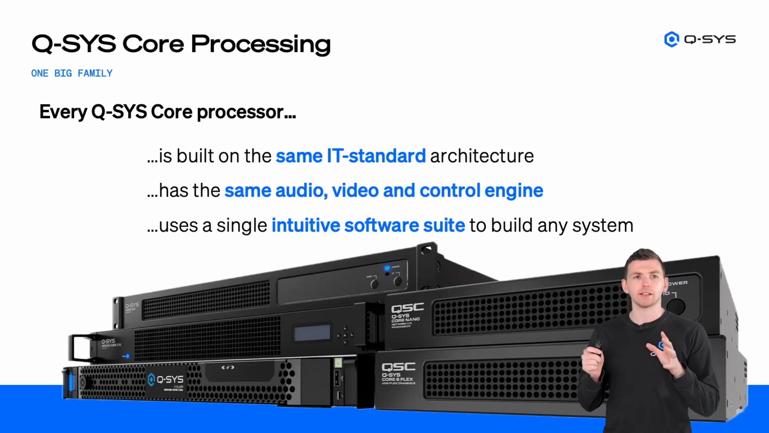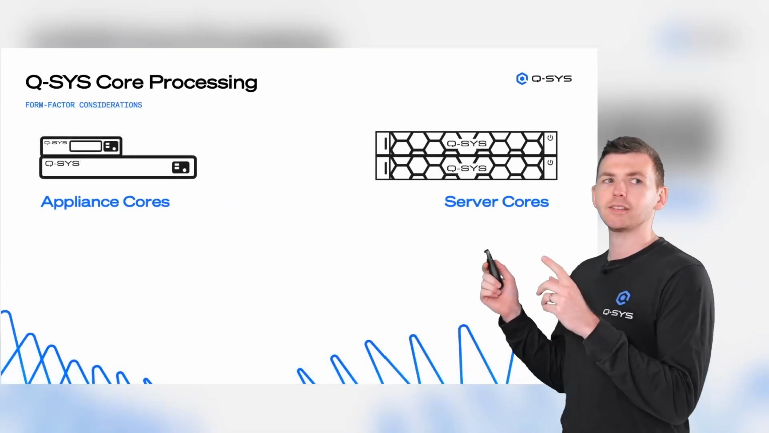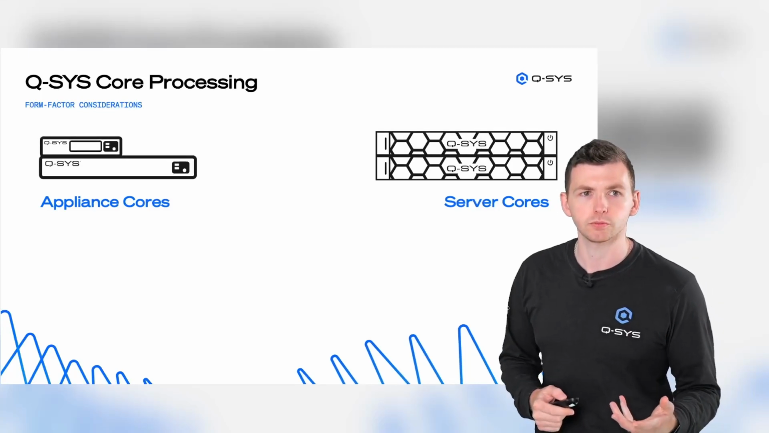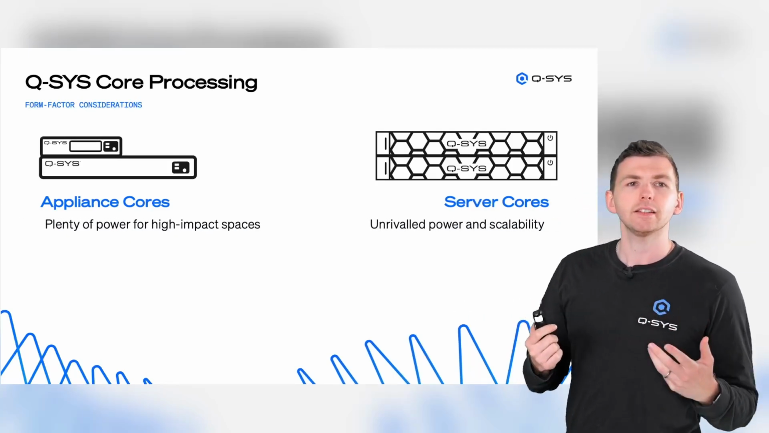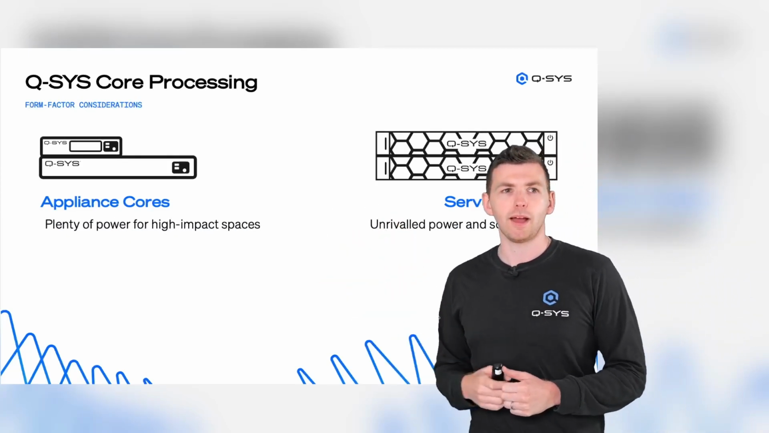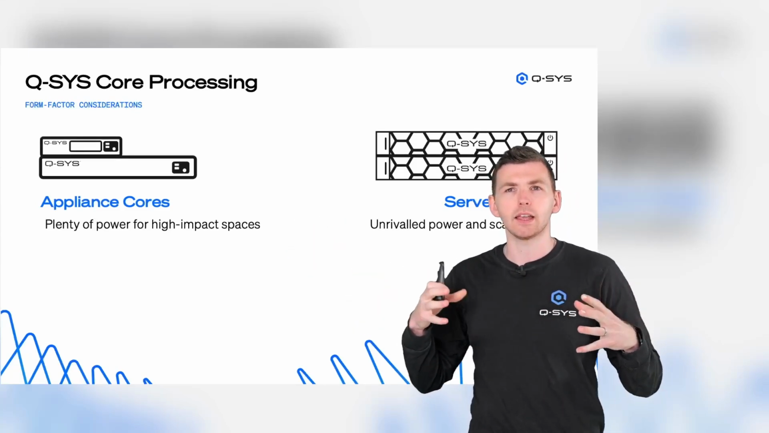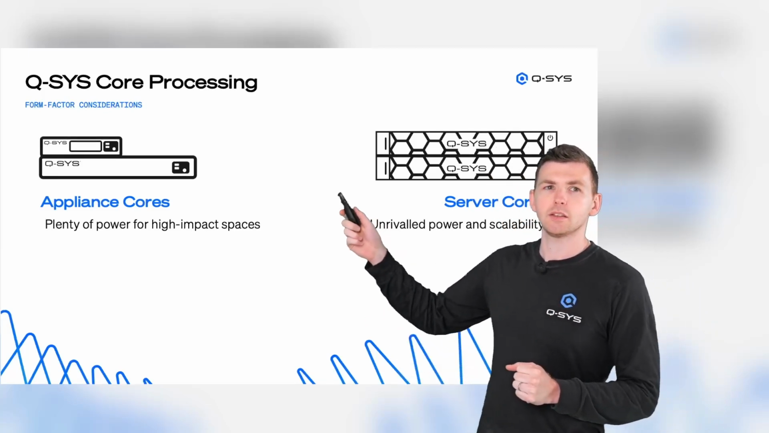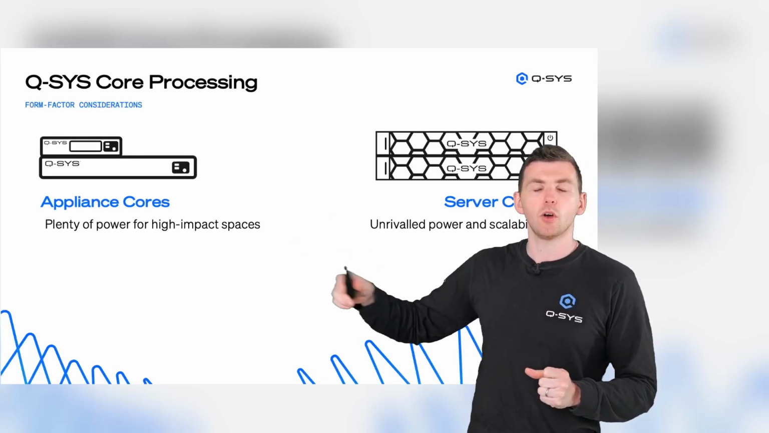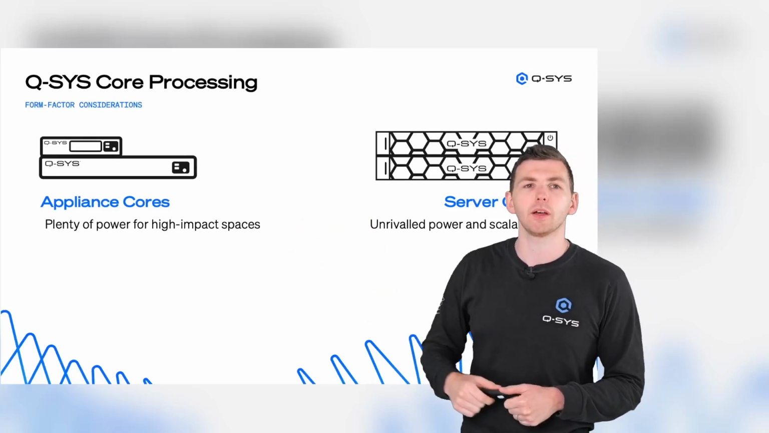Now, let's break that down a little bit, because there's basically two main categories of Q-SYS processor, which are going to be good for different things. Now, this breaks down to, firstly, appliance cores, okay, and server cores. An appliance core, firstly, it's going to have a lot of power. All of our cores have a lot of power, but these are typically designed for a single space or maybe a larger space, like a divisible room, something like that. But typically, you're not going to be doing, let's say, a whole floor of meeting rooms or a massive transportation system on an appliance core.